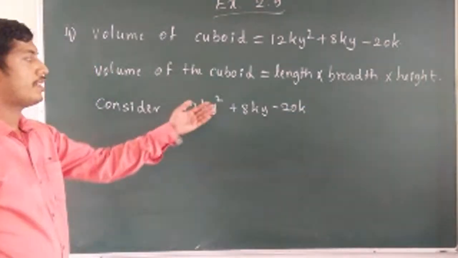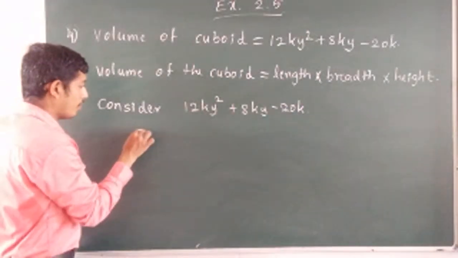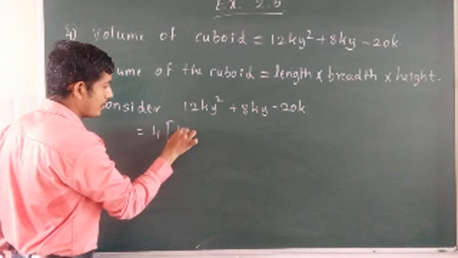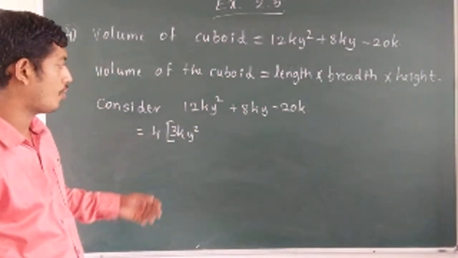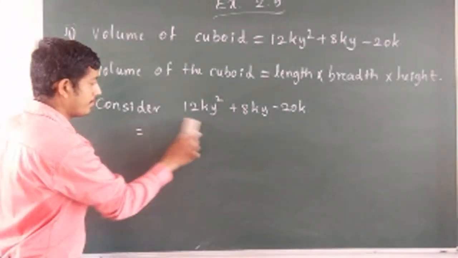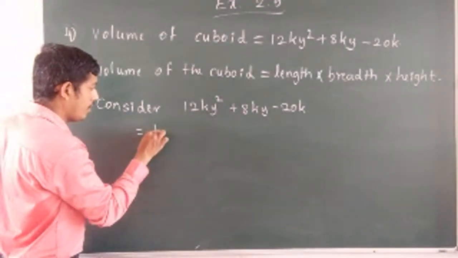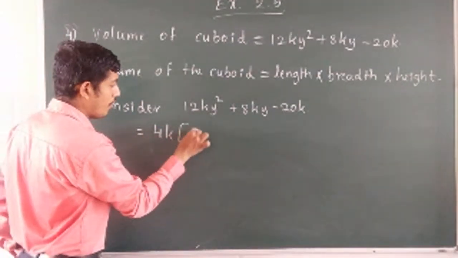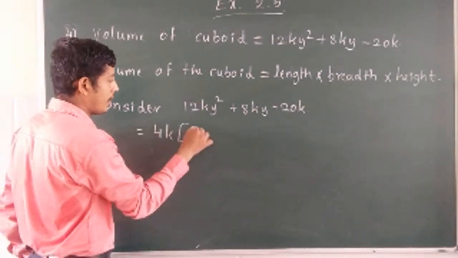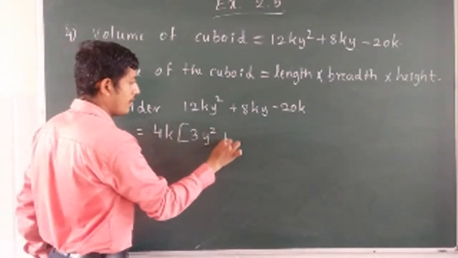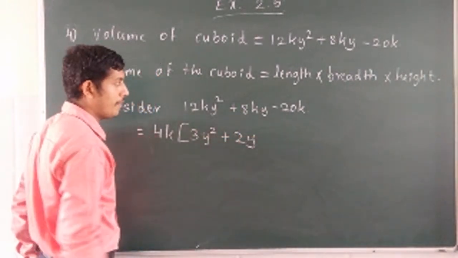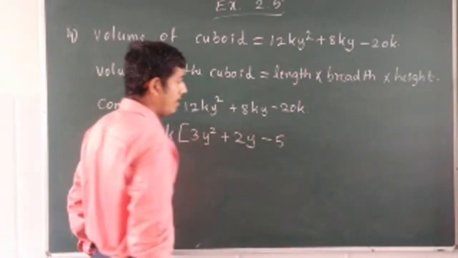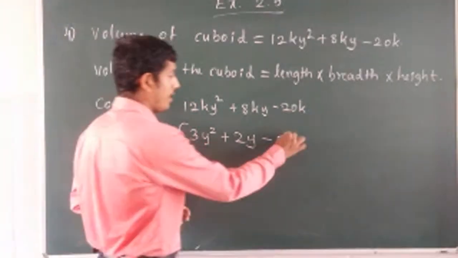In all these terms 4 is common. I will take that 4 outside. 4 and k are common here. 4k into, 4 3s are 12, y square, plus 4 2s are 8, k taken outside, remaining is y, minus 4 5s are 20.